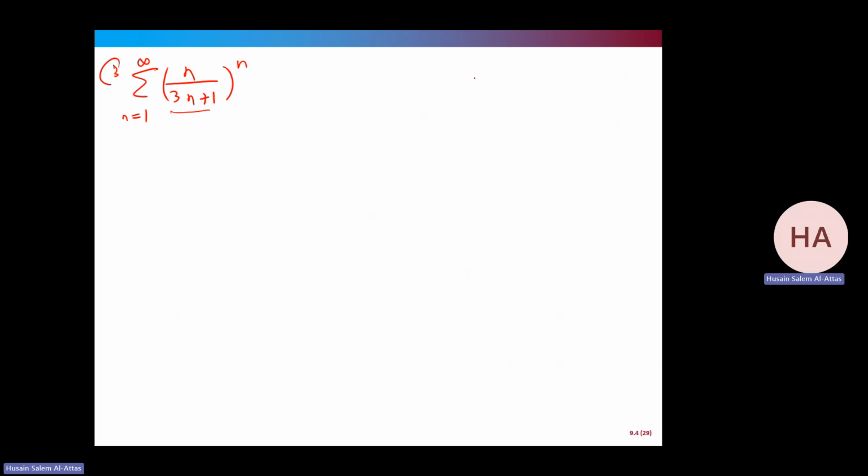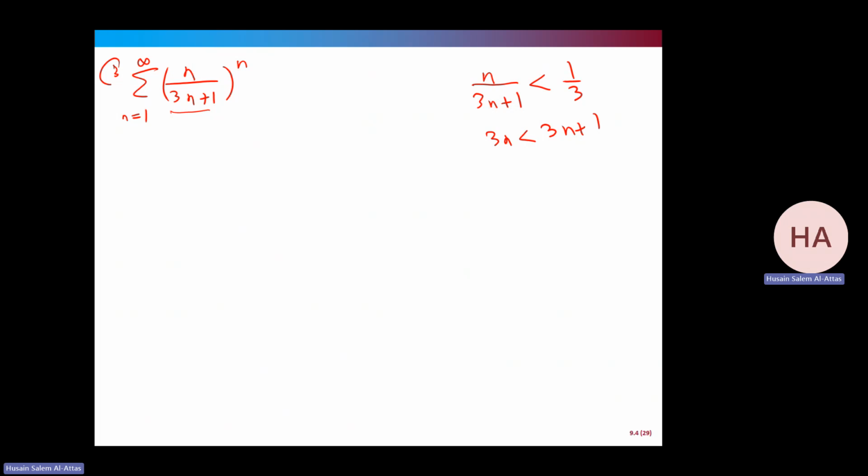So let me do it now the other way. I have 3n less than 3n plus 1. Divide by n. n is positive, so I can divide by that. Let me get it the other way. I want this to be less than 1 over 3, which means 3n less than 3n plus 1.